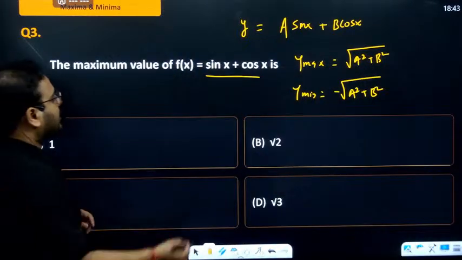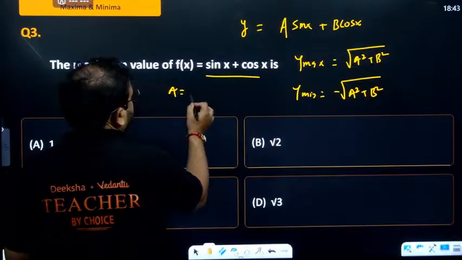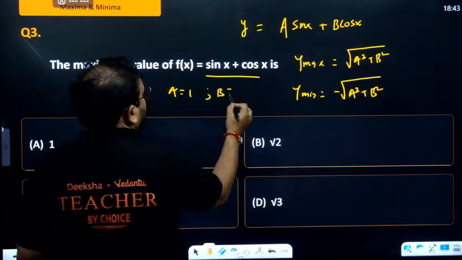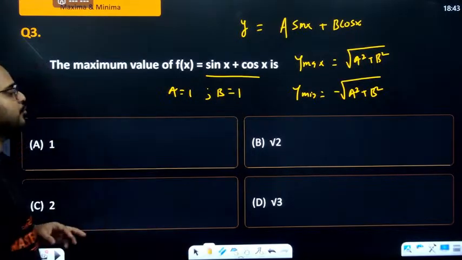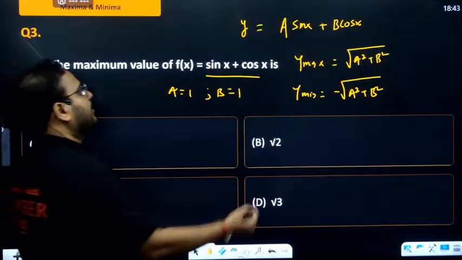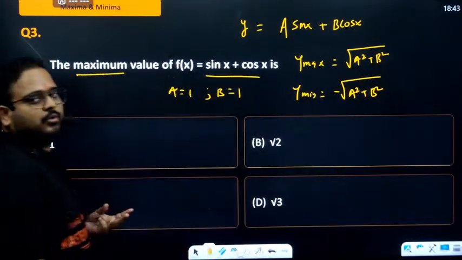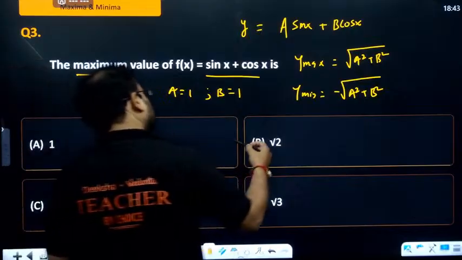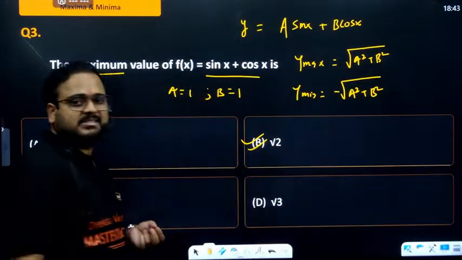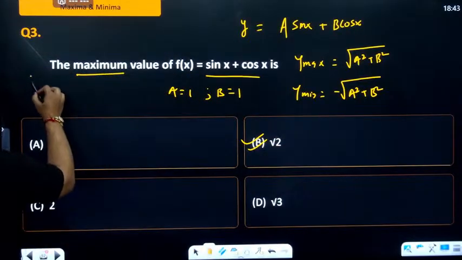So let's check over here. Your value for a in this question is 1 and b is also 1. A and b are both 1. So you are looking for the maximum value. It becomes root of 1 plus 1, that is root of 2. Answer is clearly option B.